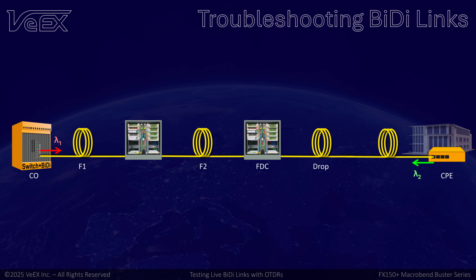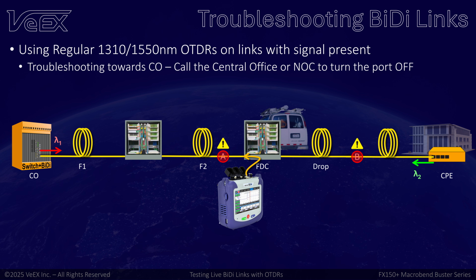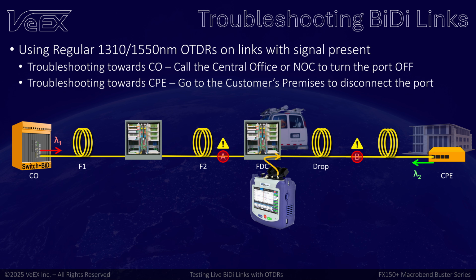When trying to isolate fiber link problems in the field, you may need to test in both directions, to identify whether the problem is towards the node, or towards the customer. If testing towards the central office or node, with a regular OTDR, and light is detected, you may need to call the Network Operation Center, ask them to turn the port off, wait until it is confirmed, then you might start testing. If testing towards the customer's side, and light is detected, you may need to drive to the customer's premises to disconnect the link, before you can start testing.